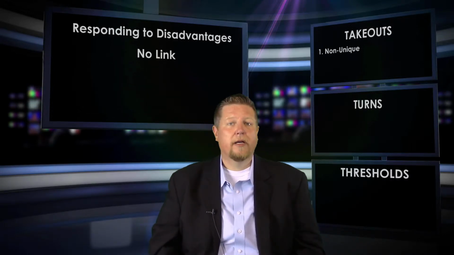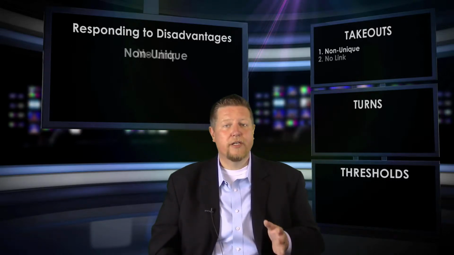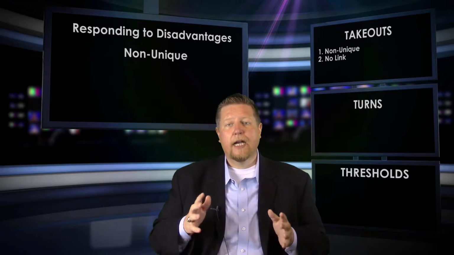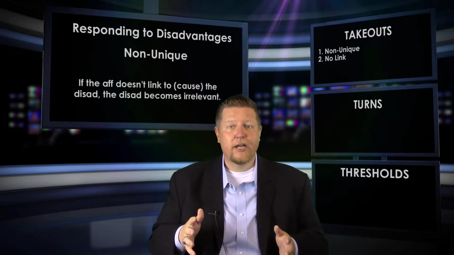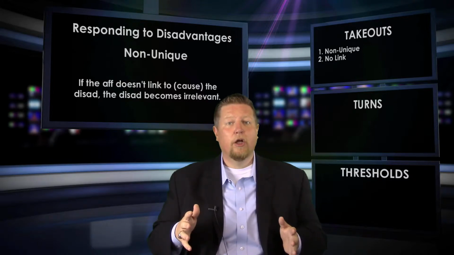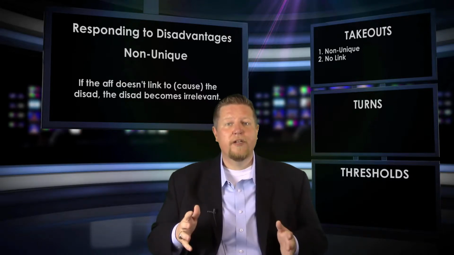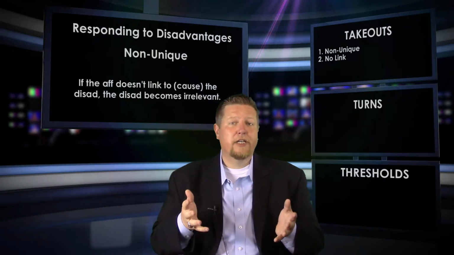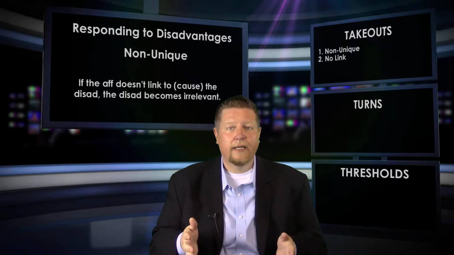The second takeout is to argue that the link between the affirmative plan and the disad doesn't exist. By disproving the link, an affirmative team can completely sidestep a disadvantage. If the negative team claims that the plan is expensive and will lead to global economic disaster, the affirmative team might claim that the plan is relatively inexpensive and that it does not link to the disad.